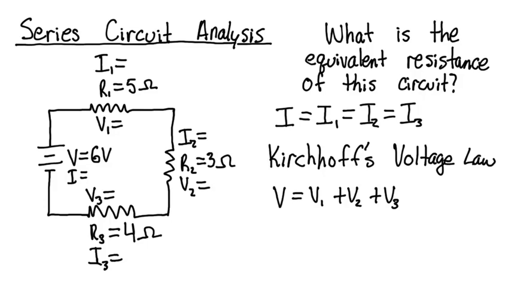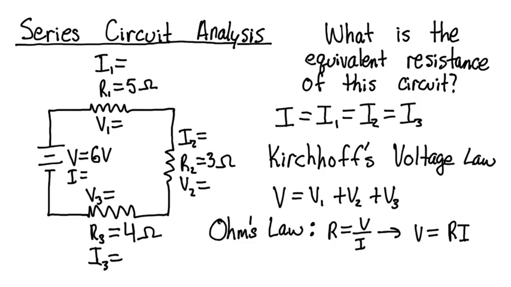Next, we're going to apply Ohm's law. Ohm's law is electricity equation number 5 on page 4 of the reference tables, and it says that resistance is equal to the voltage divided by the current. This can be arranged as voltage being equal to resistance multiplied by current. Okay?